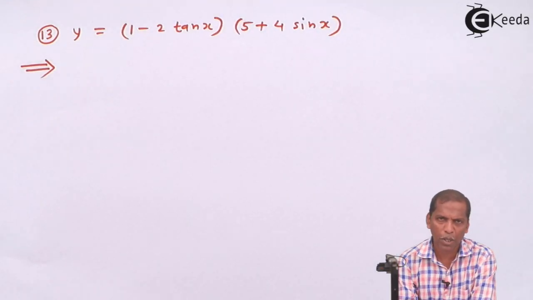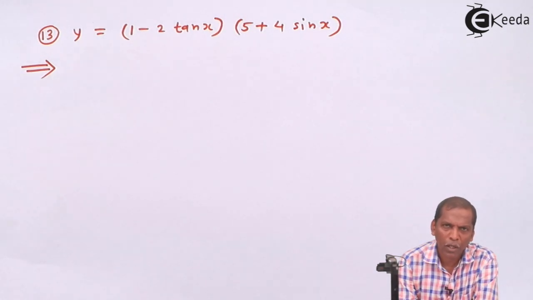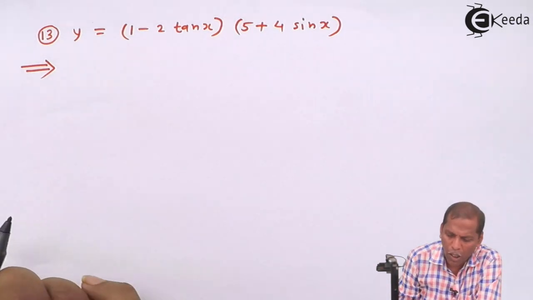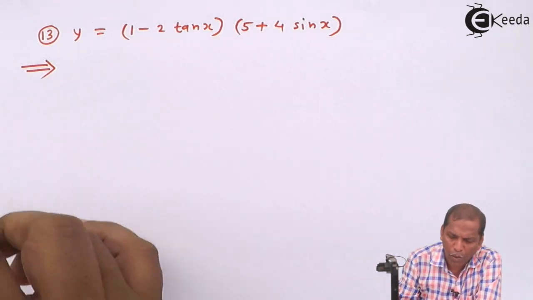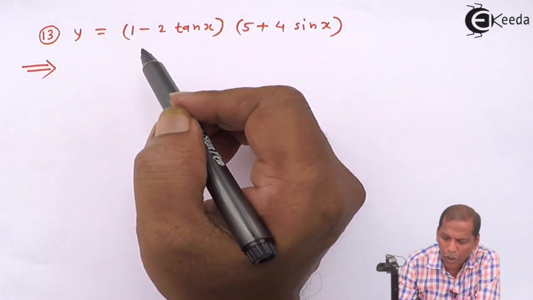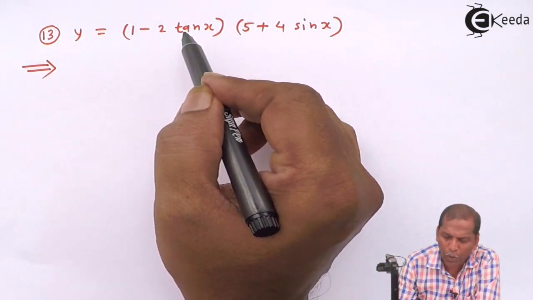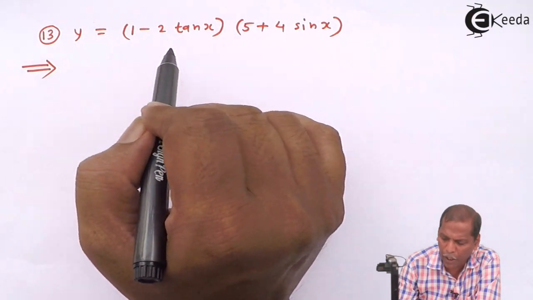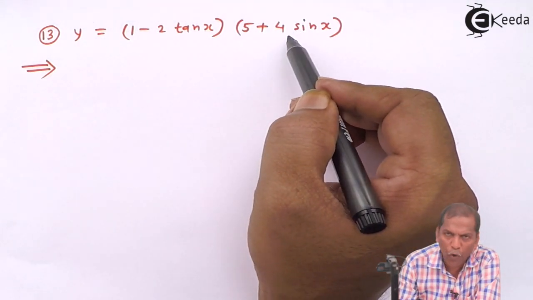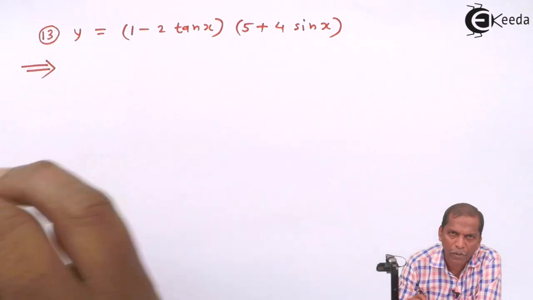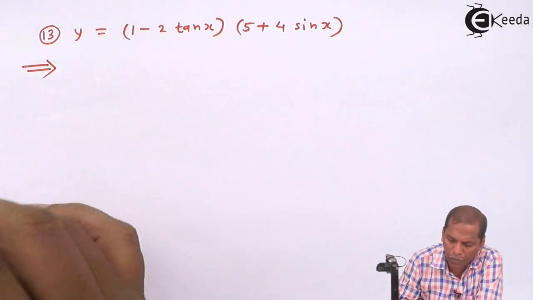Hello friends, now we see the problem number 13, which is based on rules of differentiation of chapter differentiation. The problem number 13 is y equal to (1 minus 2 tan x) complete into (5 plus 4 sin x) complete. Now let's see the solution.